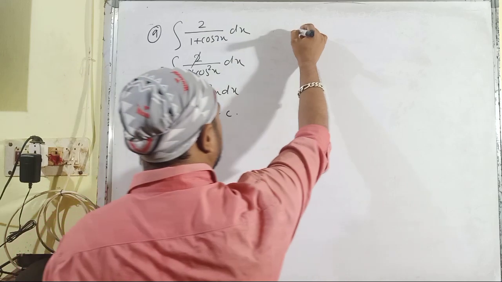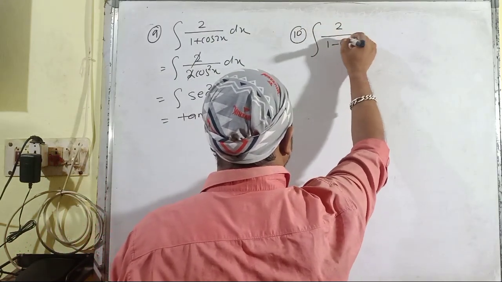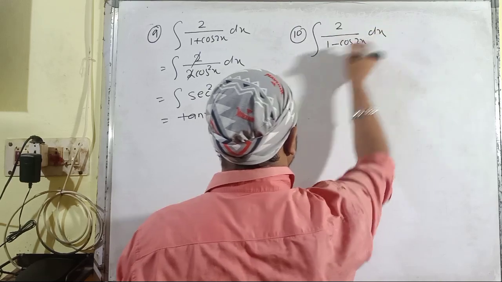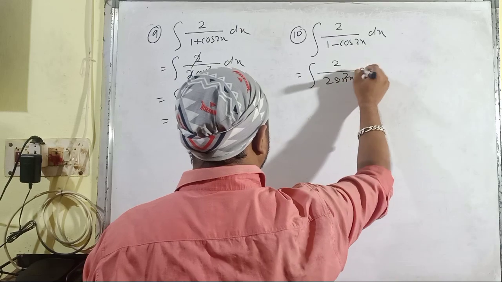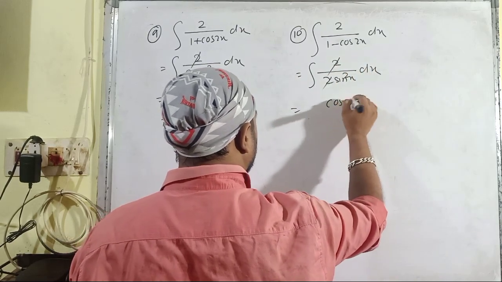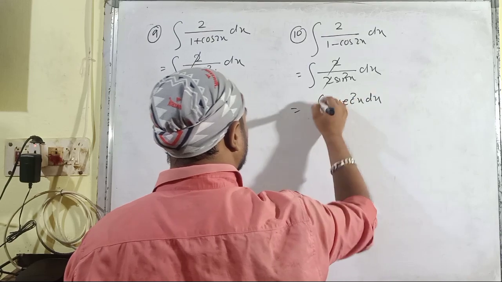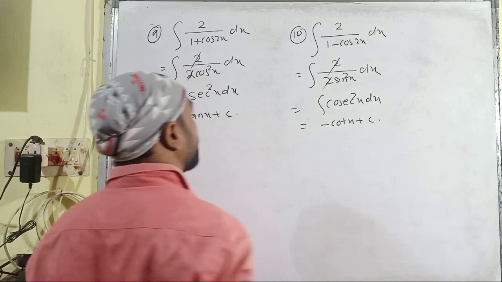Then problem number 10, integral of 2 divided by 1 minus cos 2x dx. Then it is 2 divided by 2 sin square x dx. Cancelling both of the 2's here, it will be the integral of cosec square x dx. Then it is minus cot x plus c.